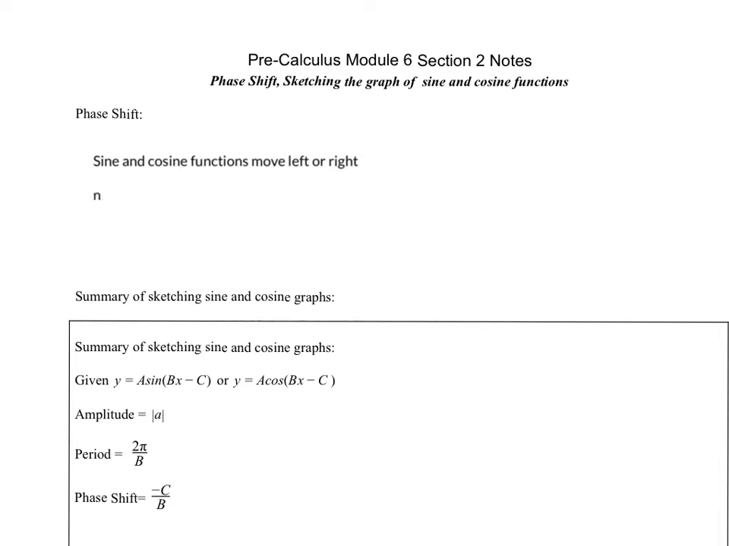If you remember, a negative phase shift moves the graph left, and a positive phase shift moves the graph right. So we're going to spend some time looking at examples where the graphs have phase shifts and how to write the equation of a sine or cosine function that does have a phase shift.